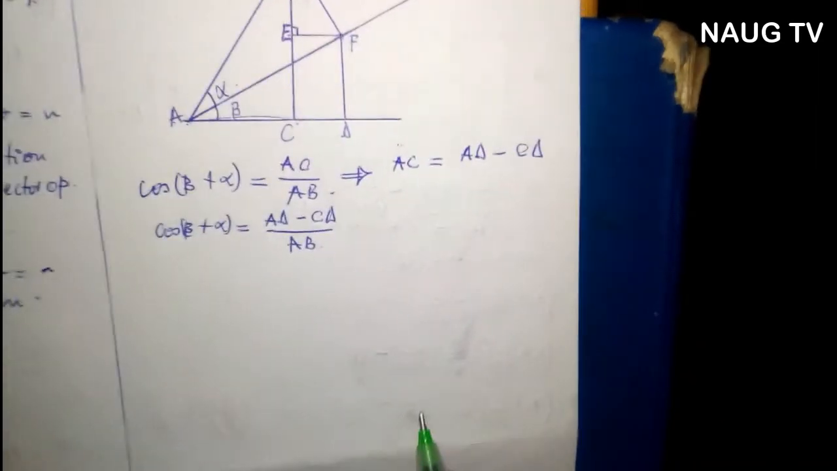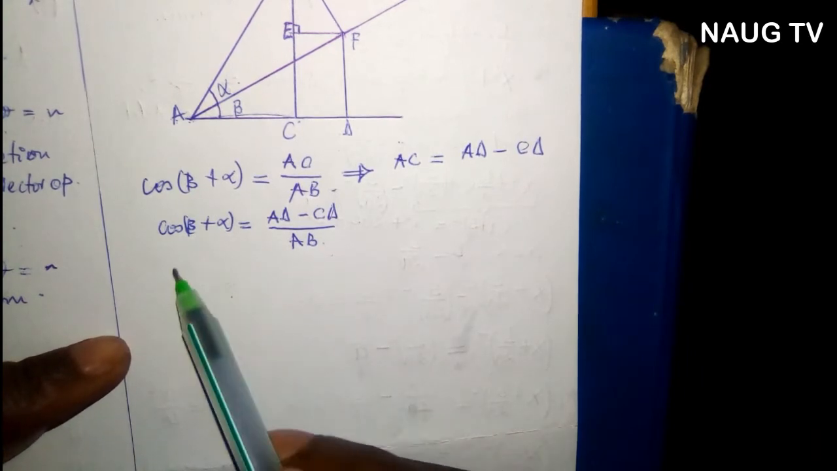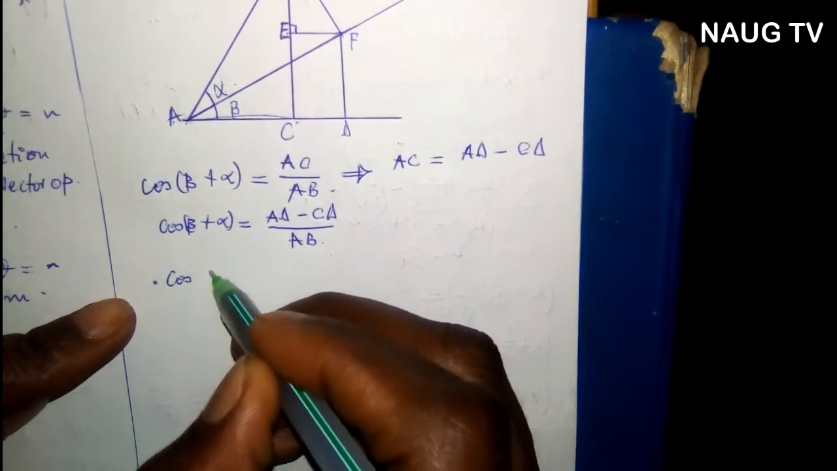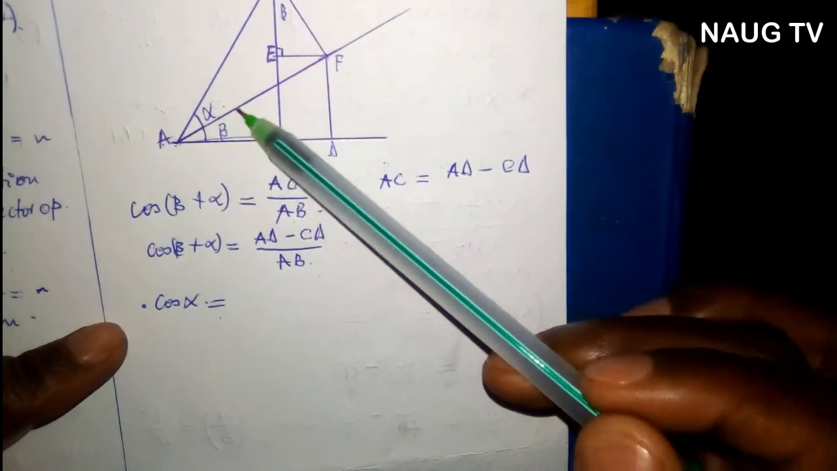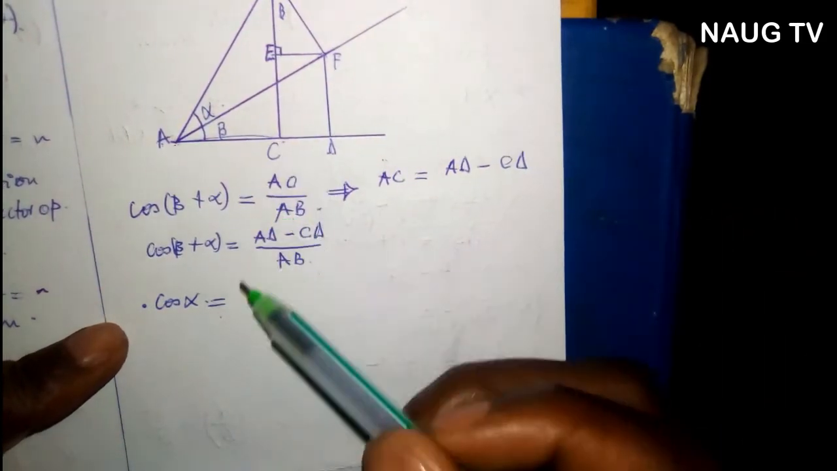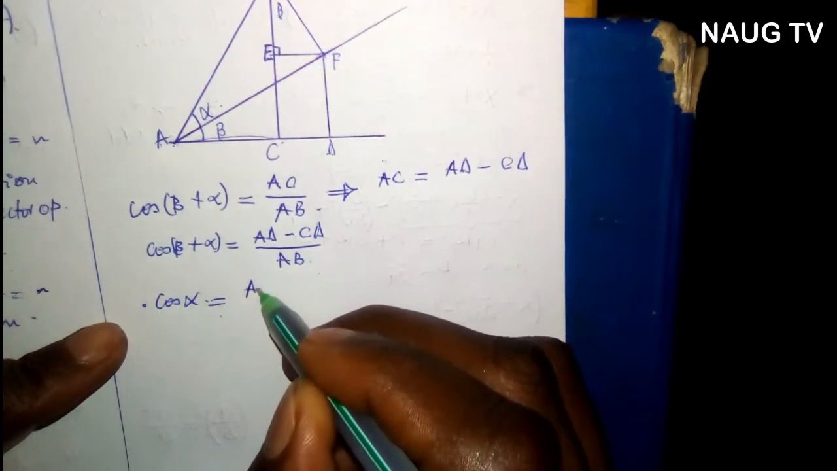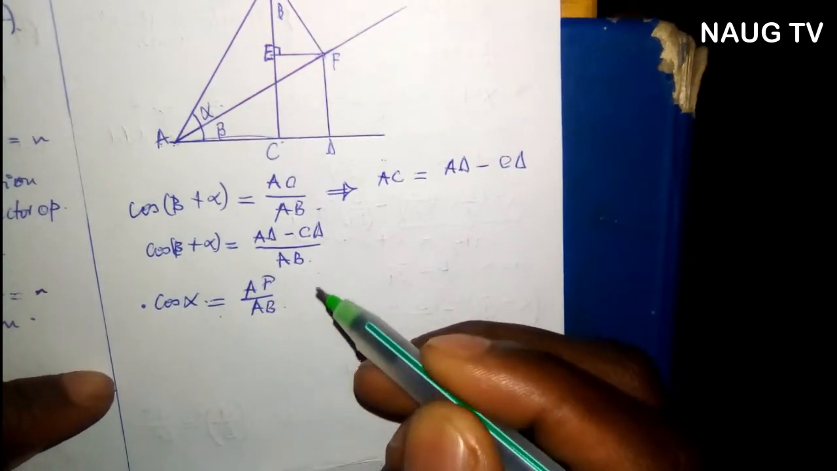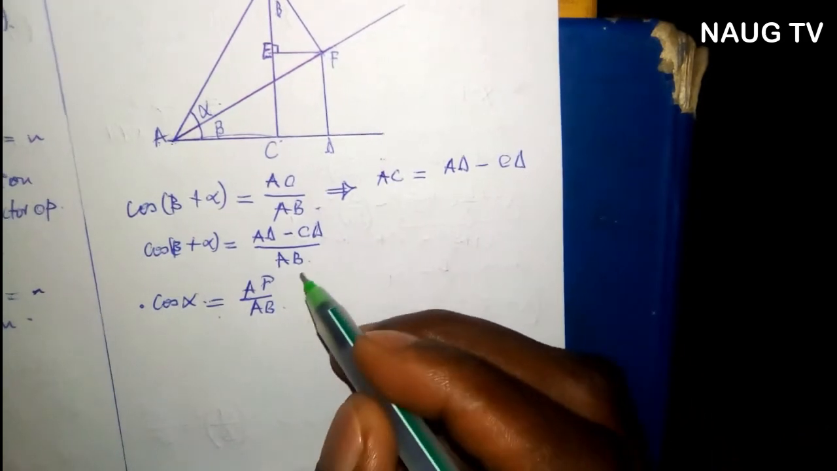Now at this point, let's calculate the value of cosine alpha alone. Cosine alpha would be equal to adjacent side over hypotenuse, so it would be equal to AF over AB.